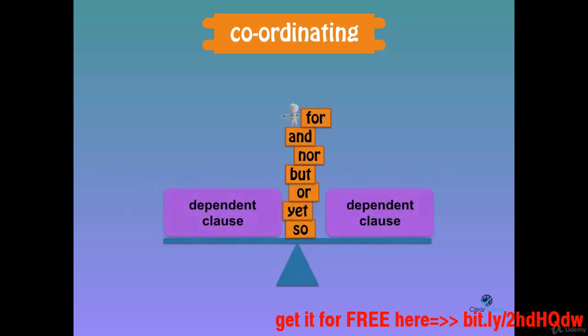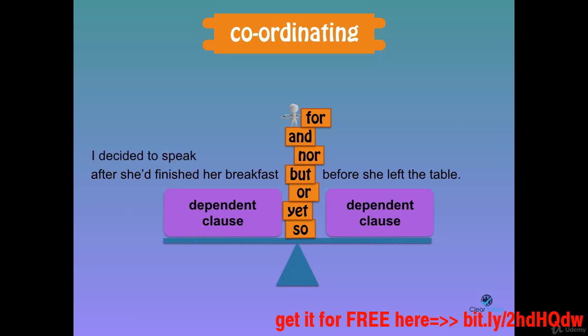We can use coordinating conjunctions to join dependent clauses as well. Here's an example. After she finished her breakfast, but before she left the table. So this might join to an independent clause such as, I decided to speak to Sally. The sentence then reads, I decided to speak to Sally after she'd finished her breakfast, but before she left the table.